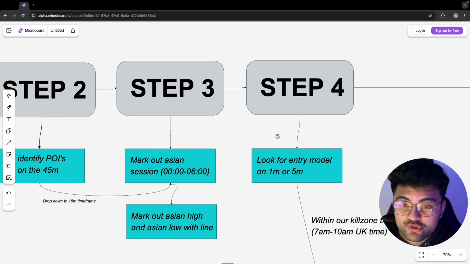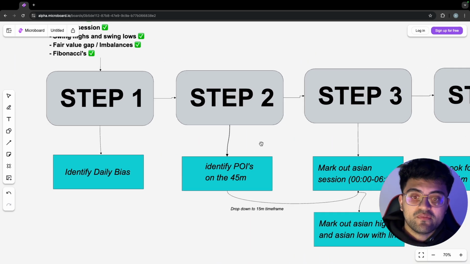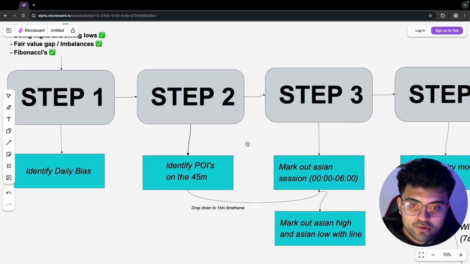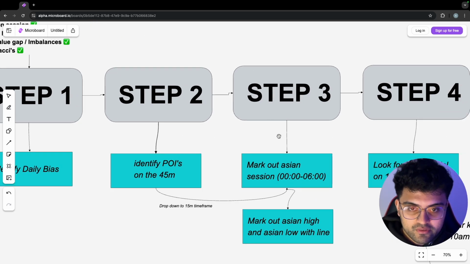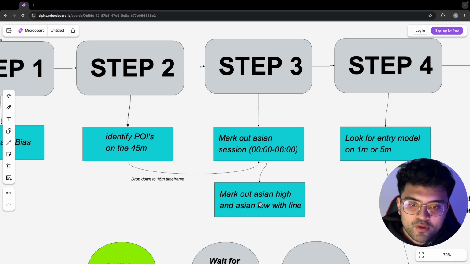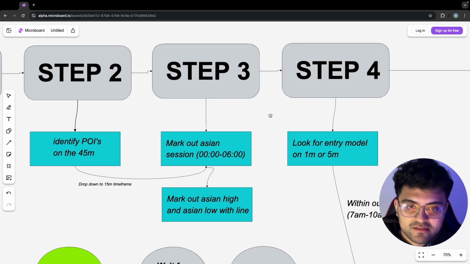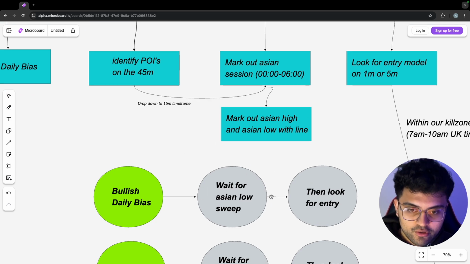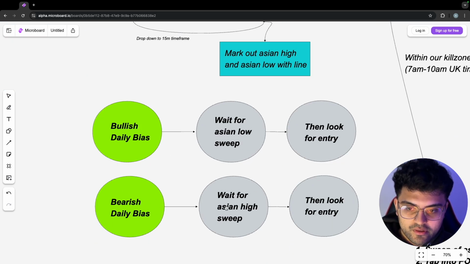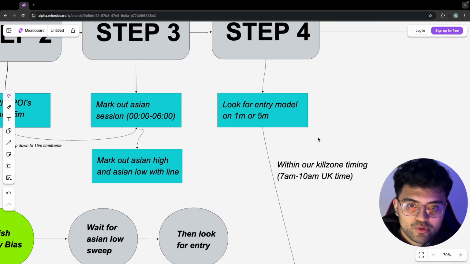Now let's go on to step 4: look for our entry model. So far we have covered all of these things. We've looked for our daily bias, which I've told you how to do, and we've identified that. Then we've identified POIs, if there are any, on the 45-minute or the 15-minute time frame. Then we drop down to the 15-minute time frame. We mark out our Asian session, which the indicator does for you, and we mark out the Asian high and the Asian low. Now that that's done, we know that if we're bullish, we're going to look for this, and if we're bearish, we're going to look for this. I should actually make this red if we're bearish. And now we look for our entry model.